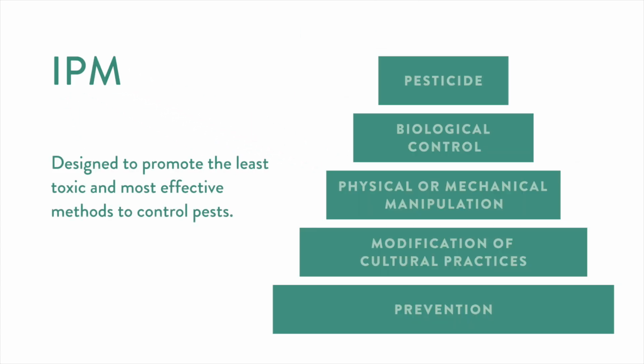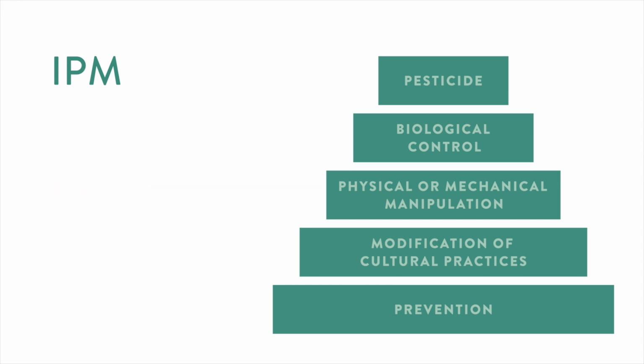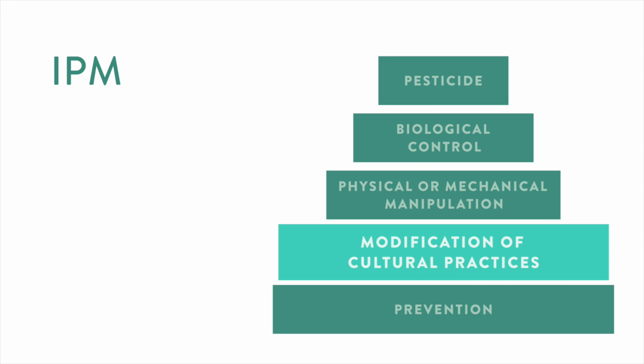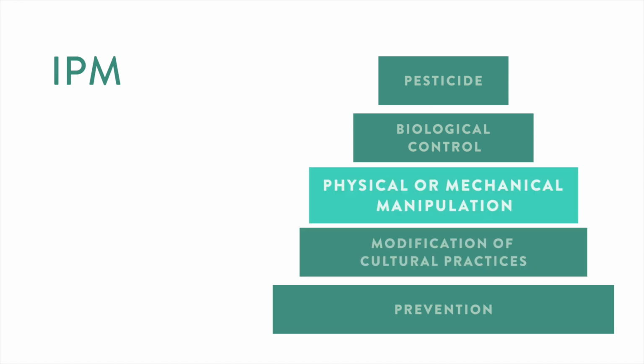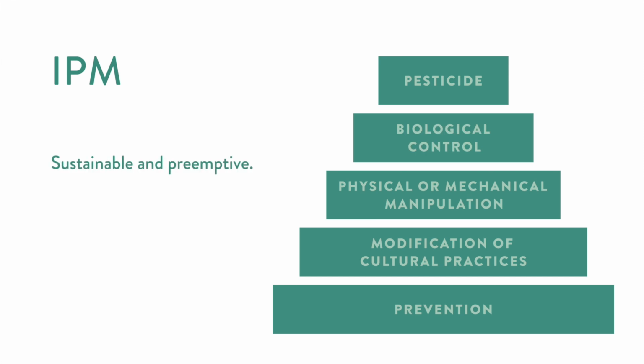IPM is a system of tools and strategies designed to promote the least toxic and most effective methods to control pests. The application of IPM varies based on your specific environment and what pests you're dealing with, but generally speaking, the goal is to use pesticides only as a last resort. Instead, IPM leans on strategic methods of prevention, modification of cultural practices, physical or mechanical manipulation, and biological control to create a more holistic, preemptive approach to addressing pests.